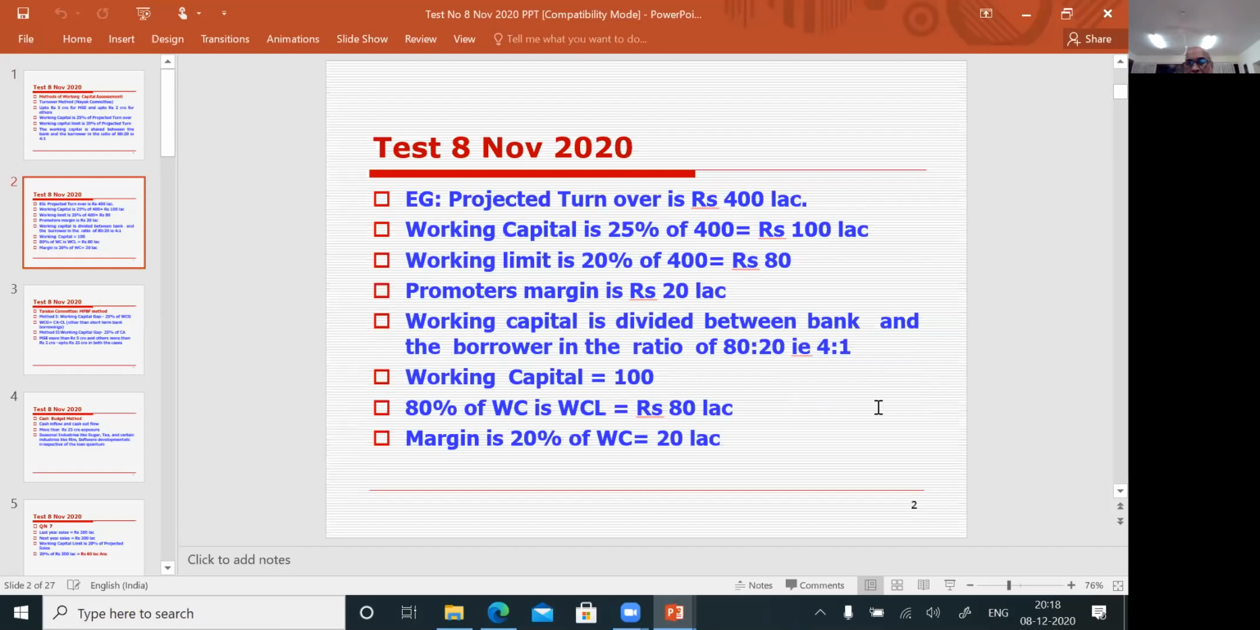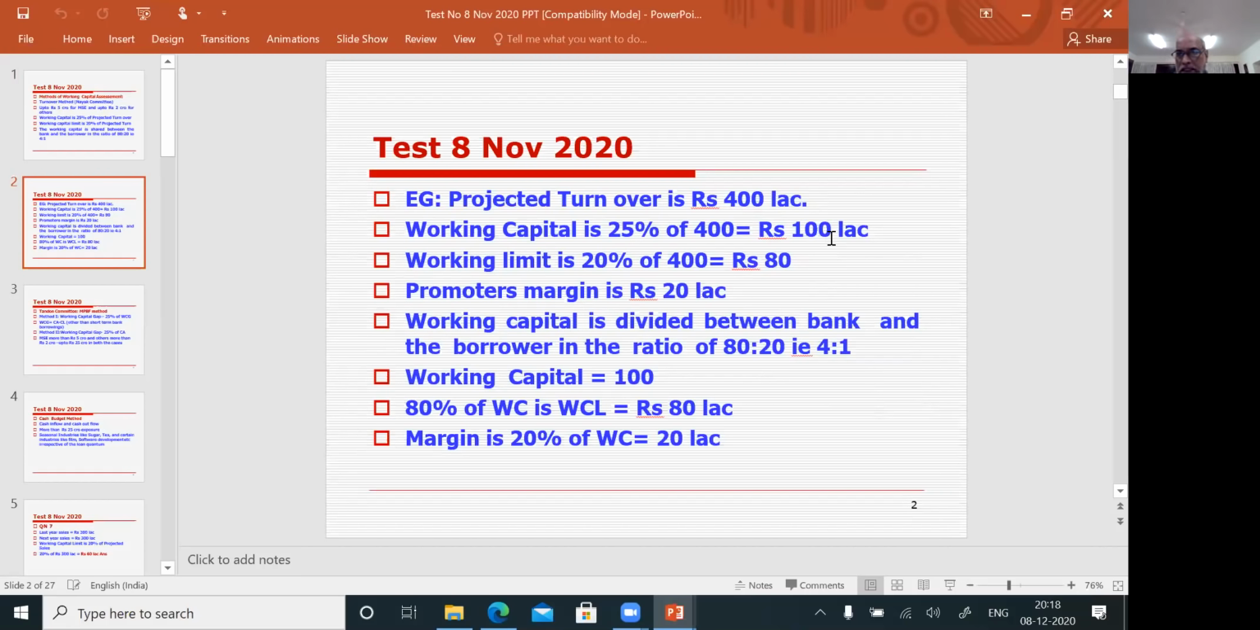See, for example, the projected turnover is rupees 400 lakhs. Working capital is 25% of the projected turnover. Answer is 100 lakhs. Very simple. If the projected turnover is 400, projected means next year how much he is going to produce. Projected turnover, projected sales, any word will be used.